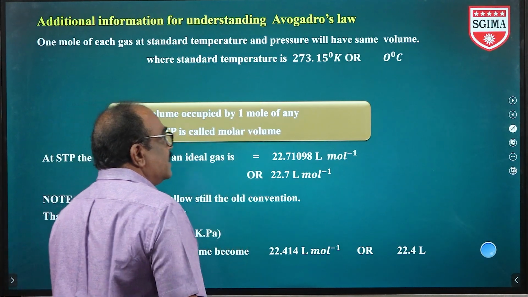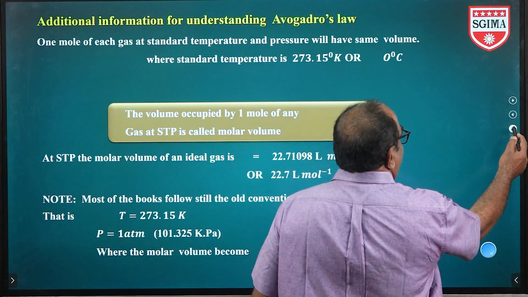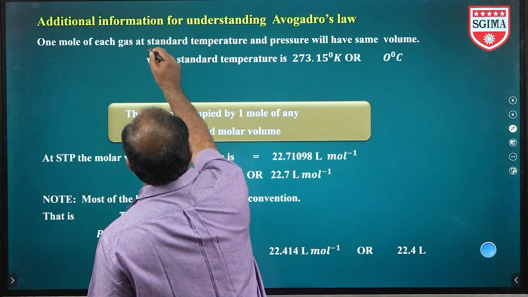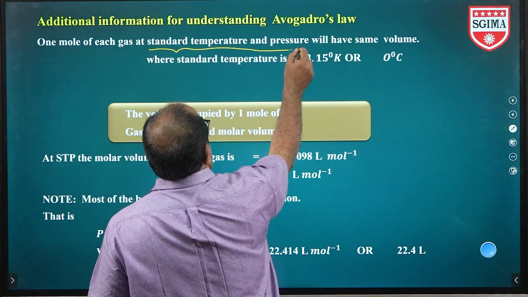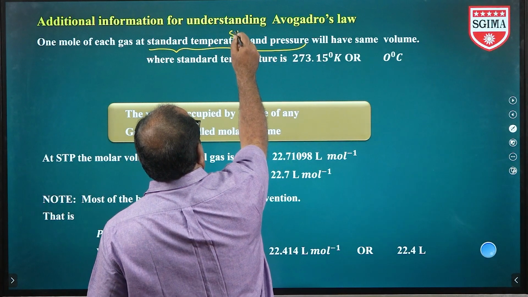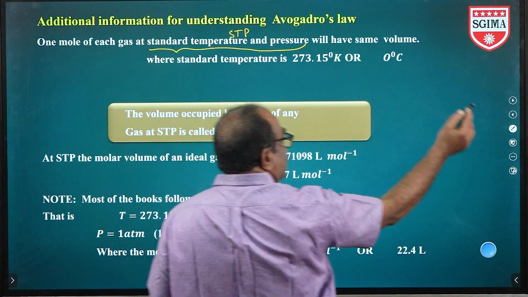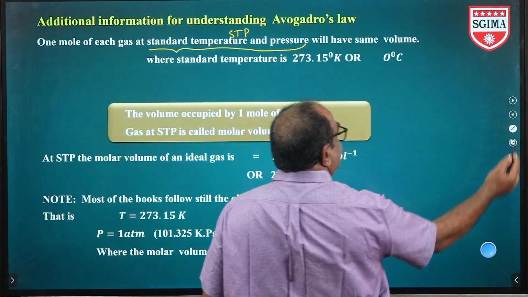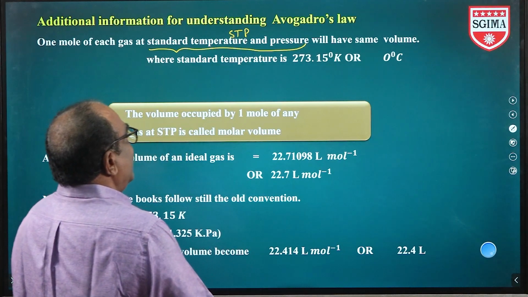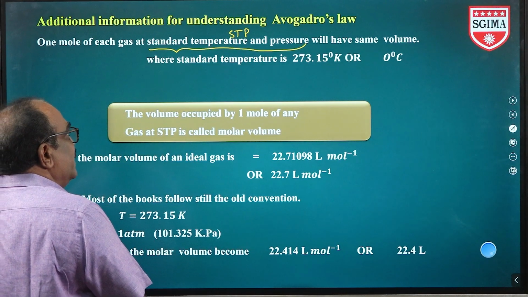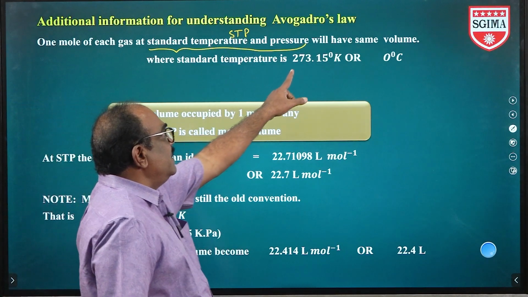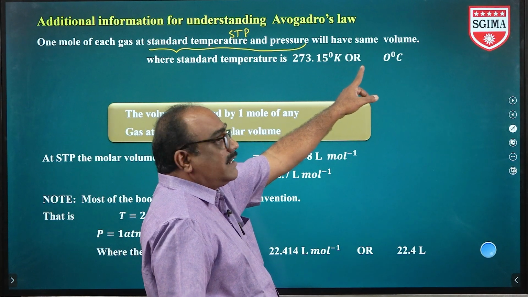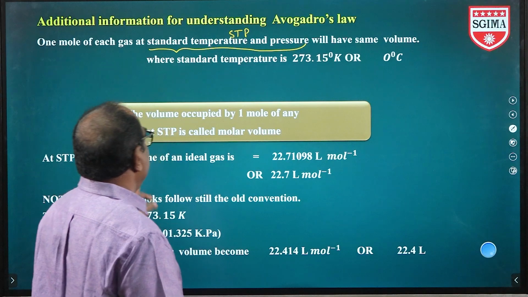Okay. So, additional information for understanding Avogadro's law: 1 mole of each gas at standard temperature and pressure, which is usually called STP, have the same volume, where standard temperature will be 273.15 Kelvin or 0 degrees centigrade.